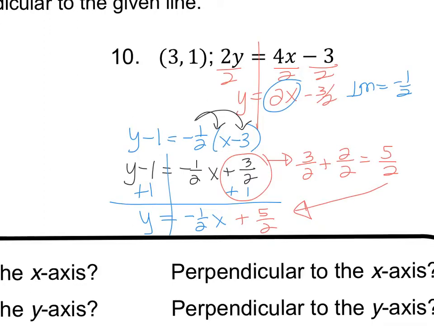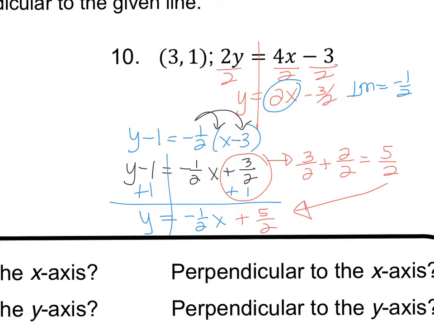Probably the most challenging part of number 10 is remembering how to add fractions. When you add 3/2 and you add a 1 to it, you have to convert the 1 into a common denominator of 2, and all of that is shown in the explanation.